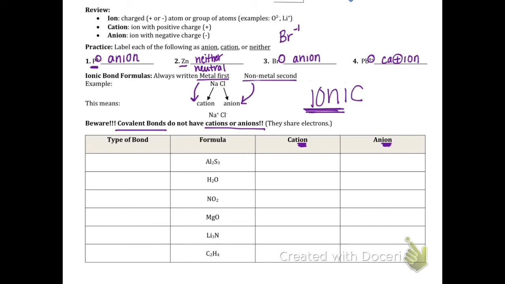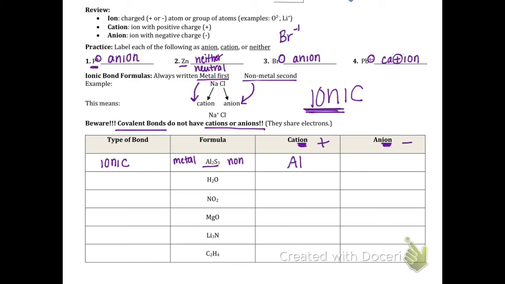So for example, you look at this formula, Al2S3. You know that aluminum, according to your periodic table, is a metal. According to your periodic table, sulfur is a nonmetal. Metal plus non, M and N, means that it's an ionic bond. So I'm going to write ionic. Now, I'm going to write here what each of the cation and anion are. Remember, cations are positive and anions are negative. So I'm going to write aluminum because cations always come first.